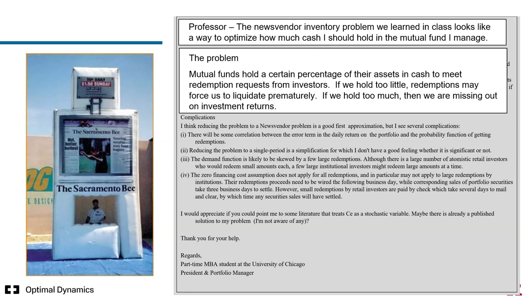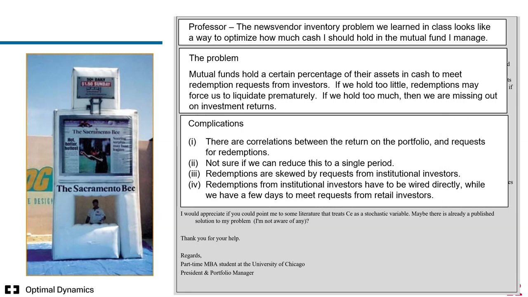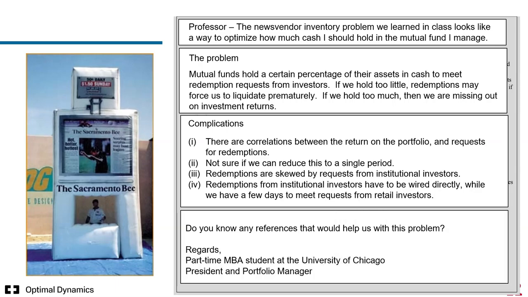But of course, this is the real world, so there are various complications. The stochastics are complicated, there are correlations. He's not sure if he can reduce it to a single time period, and I can say yes, he cannot. There are both retail investors and institutional investors, and what he realizes at the end of the day is that his significant investment in that MBA hasn't taught him how to solve this problem. And so he's saying, hey, professor, do you know any references that will solve the problem?